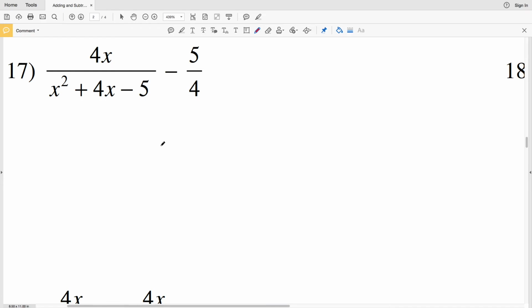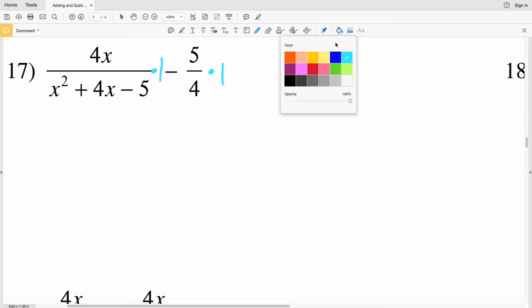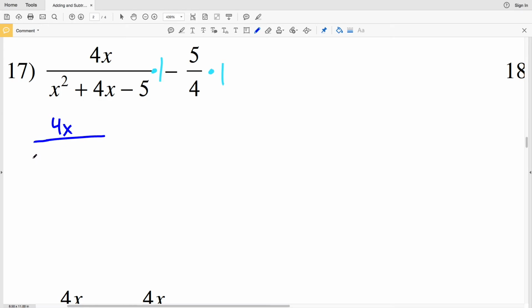Now, picking up where we left off with number 17, we need to have a common denominator in order to add or subtract. So I'm going to be multiplying my first fraction by 1, and I'll also need to multiply my second fraction by 1. However, the 1 I'm going to multiply by is different for each. In that first fraction, 4x over x squared plus 4x minus 5, I'm going to be multiplying by 4 over 4. I'm multiplying by 4 over 4 because I have a 4 in the other denominator and I want my denominators to be similar.